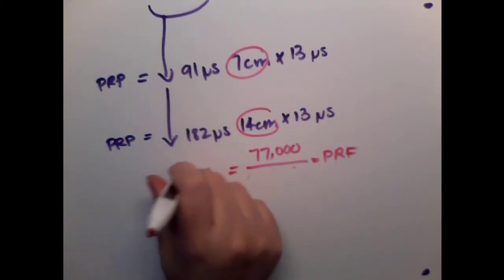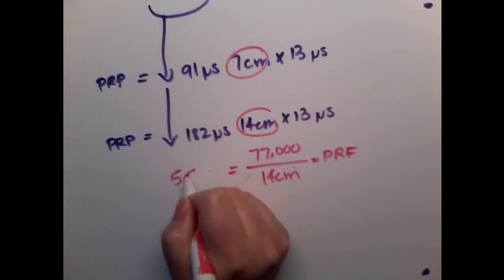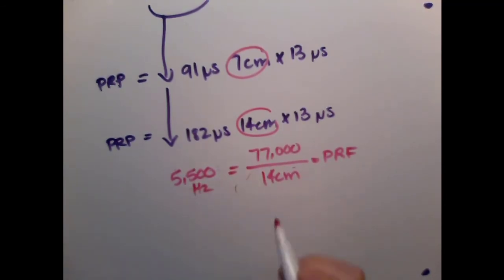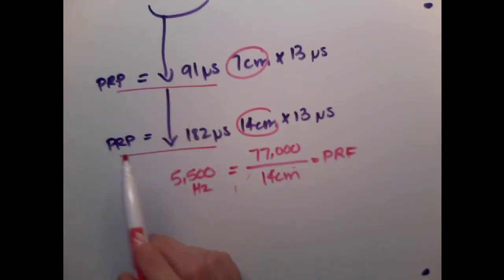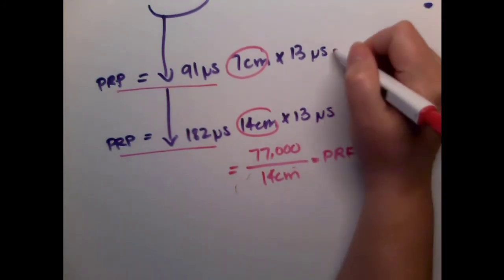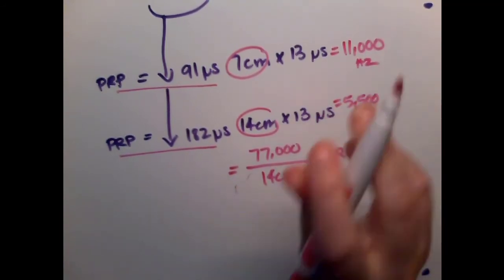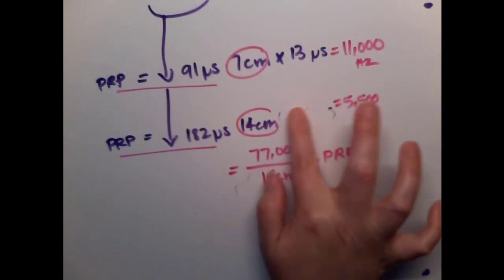If we divide 77,000 by 14 centimeters, now our PRF equals 5,500, meaning our pulse can travel to 14 centimeters and back to the transducer 5,500 times in 1 second. That is an amazing amount of traveling and speed. It is happening so quickly, it's very difficult for us to understand. But the big thing again is that PRP is getting longer the more depth we have, and our PRF is getting lower the more depth we have. Remember, 7 centimeters equaled 11,000 and 14 centimeters equals 5,500 hertz. And both of those were for the PRF.